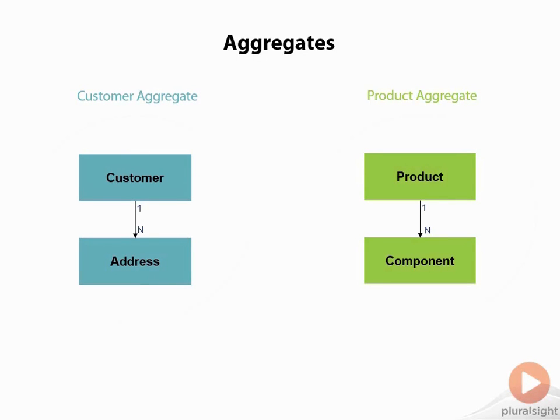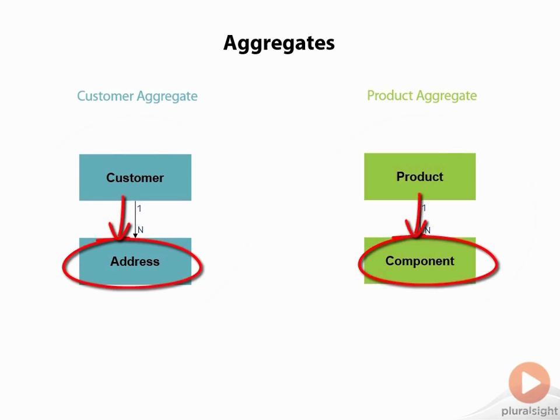Aggregates consist of one or more entities and value objects that change together. We need to treat them as a unit for data changes, and we need to consider the entire aggregate's consistency before we apply changes. In the examples shown here, the address is part of the customer, and the component is quite literally a part of the product.